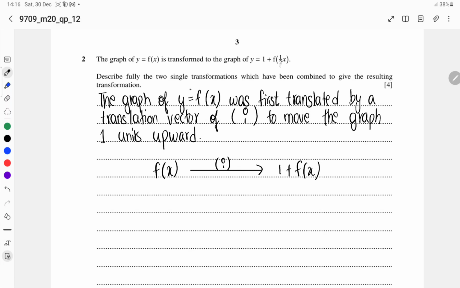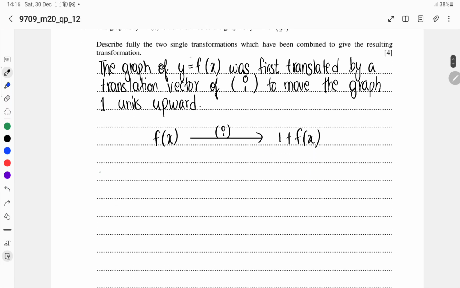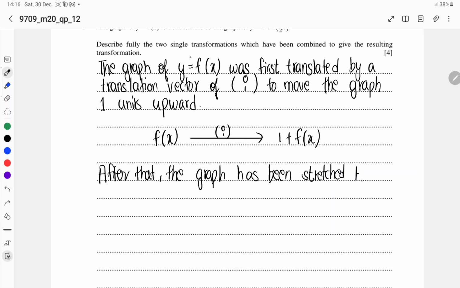And then after, what we can see is it has been stretched horizontally, parallel to the x-axis, by a stretch factor of 2 to get the required graph.